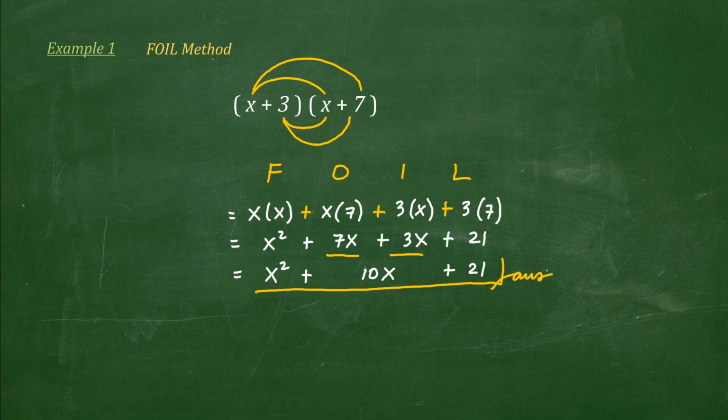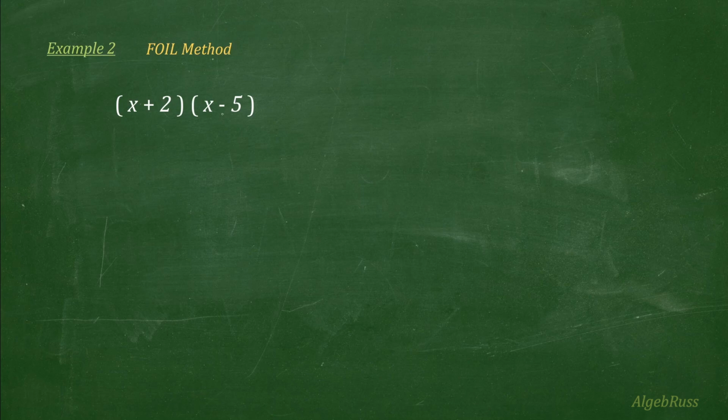Here's example number 2. We are multiplying x plus 2 and x minus 5. This one's different from the previous example since we now have a minus sign here instead of having plus in both binomials. You might want to be more careful here because this is where some students commit mistakes. At first, we'll try to solve it using a longer but more careful way, then do it faster later. Note that minus 5 here is the same as writing plus negative 5.